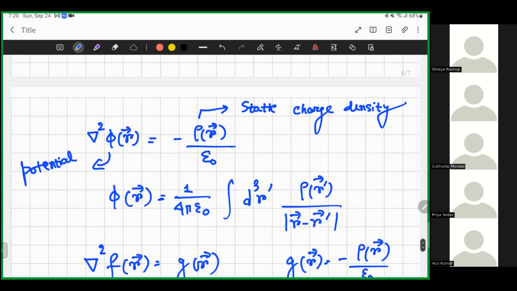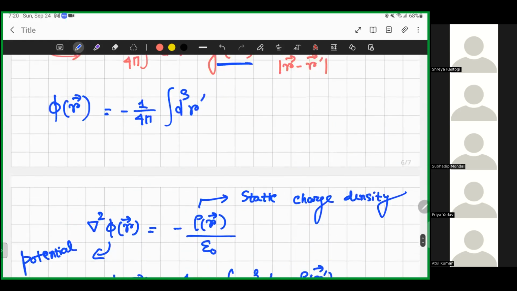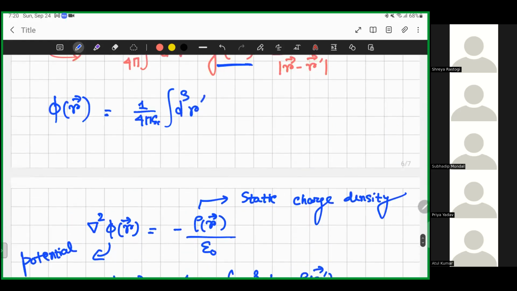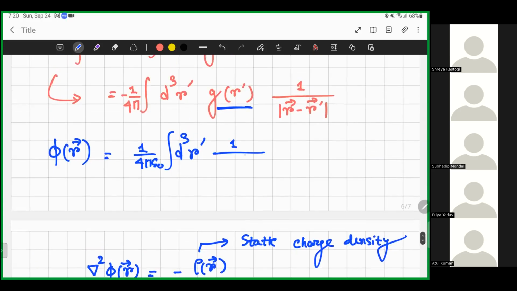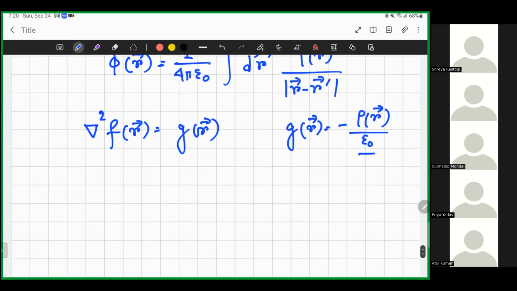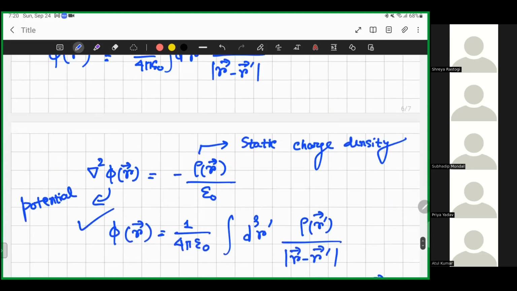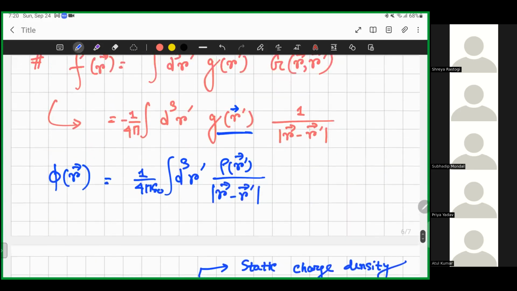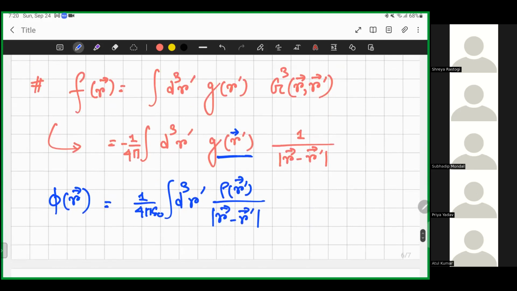G_r is minus rho r divided by epsilon. So minus minus will cancel out. Epsilon will be here, and it will be just 1 over rho, and it matches with our known result. So we can say that this Green function method absolutely gives us the right result. This is the way to solve the Poisson equation by using the Green function.